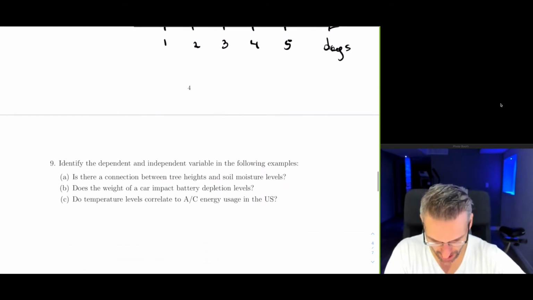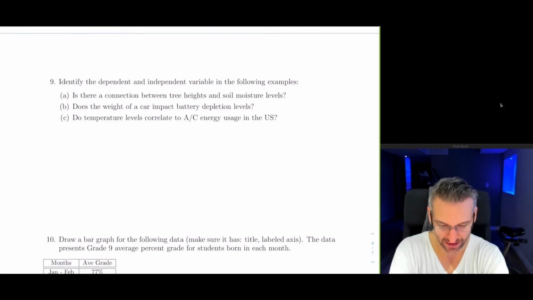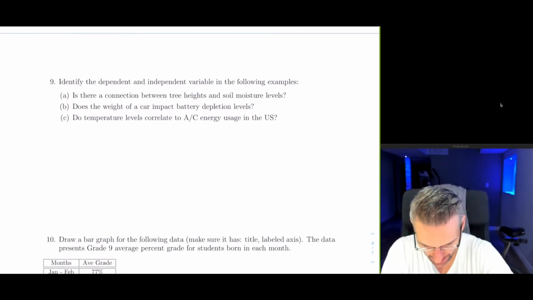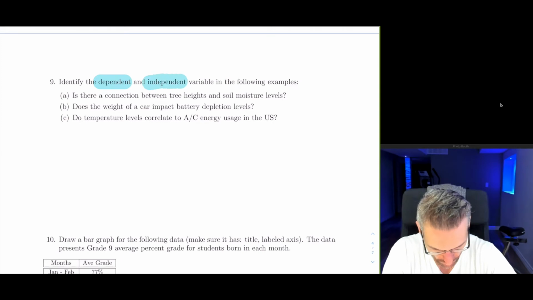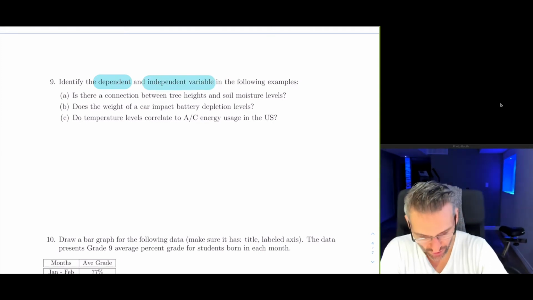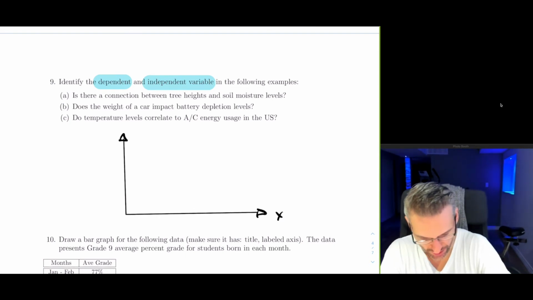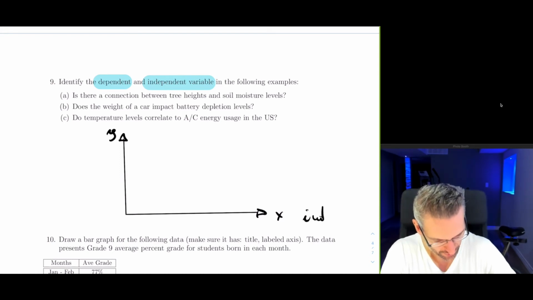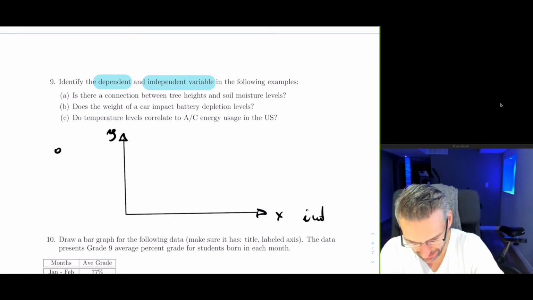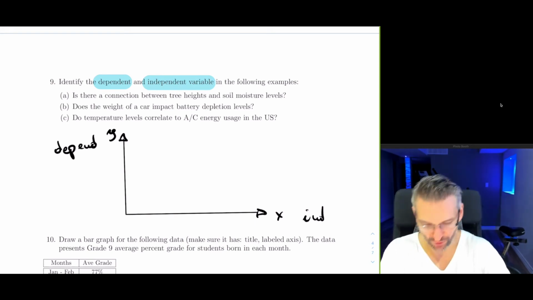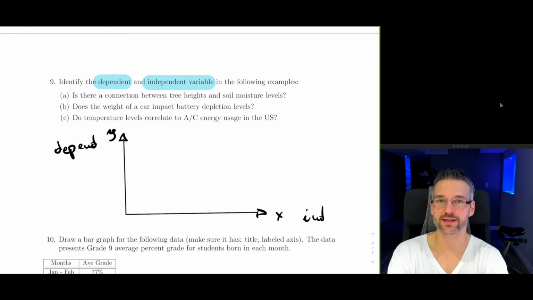Okay, so question number 9. Identify the dependent and independent variables. So this is great. This will force you to think about what the differences are. So again, remember in terms of graphs or plots, if we're drawing these and we have our axes, you have your X and your Y. Your independent variable is always on your X, and then your dependent variable is on your Y. That was also discussed in the videos on relations. I encourage you to refresh yourself if you don't remember.